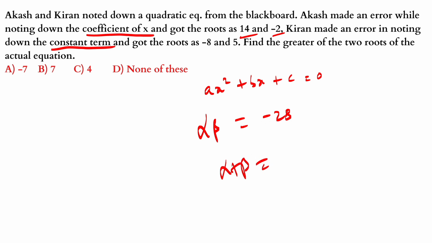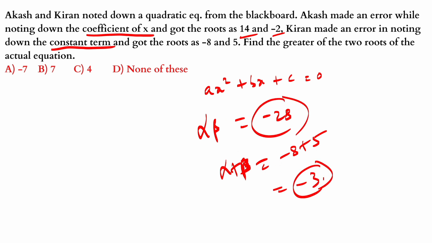Kiran made an error in noting down the constant term. If he makes an error while noting down the constant term, it won't affect the sum of the roots. So minus 8 plus 5 is the sum of the roots, which is equal to minus 3. So minus 28 and minus 3. This is the product and this is the sum.